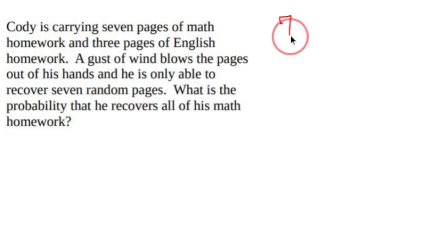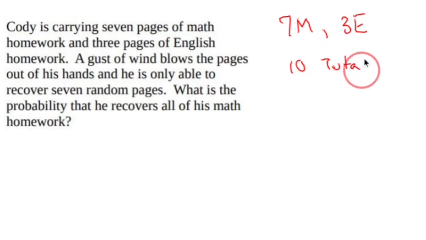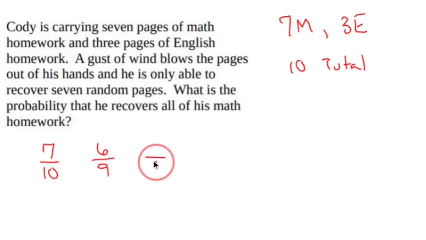Well, we have 7 maths and we have 3 Englishes, giving us a grand total of 10 pieces of paper. All 10 of them are lying on the ground. He picks up one of them. The probability that he picks up a math one is 7 out of 10. Then he picks up another, but there's only 9 left, and only 6 math ones left. Then he picks up another one when there's only 8 total papers left and 5 total math ones left.